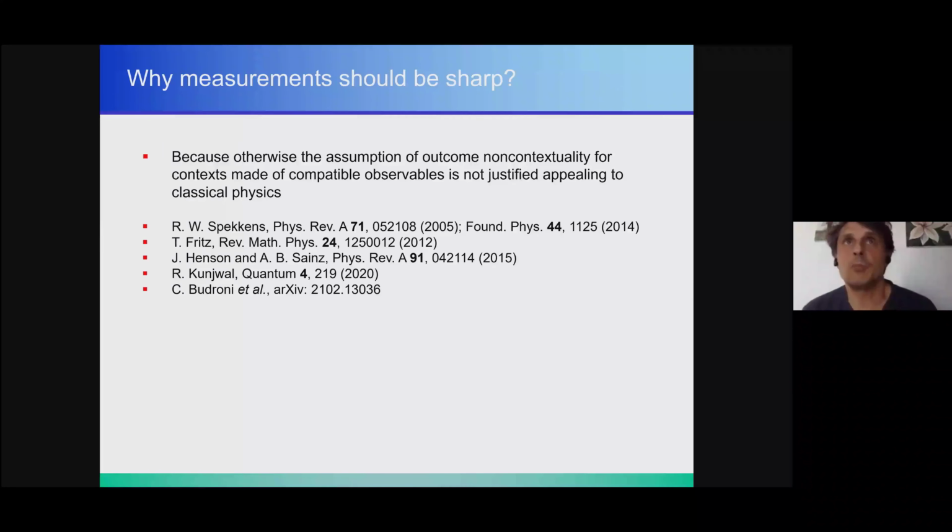Why should measurements be sharp? Because otherwise the assumption of outcome non-contextuality for contexts made of compatible observables is not justified by appealing to classical physics. And there's a long list of papers containing arguments for why this is so.